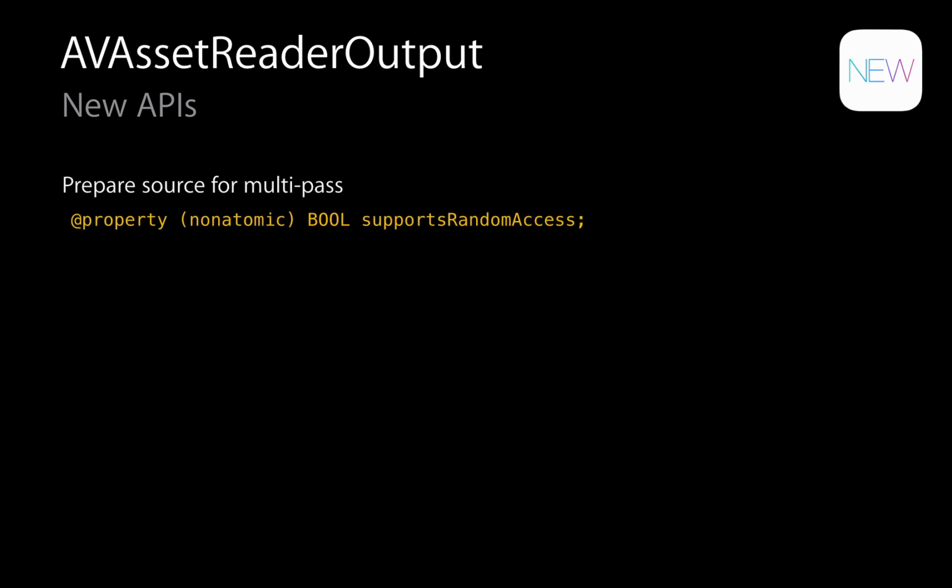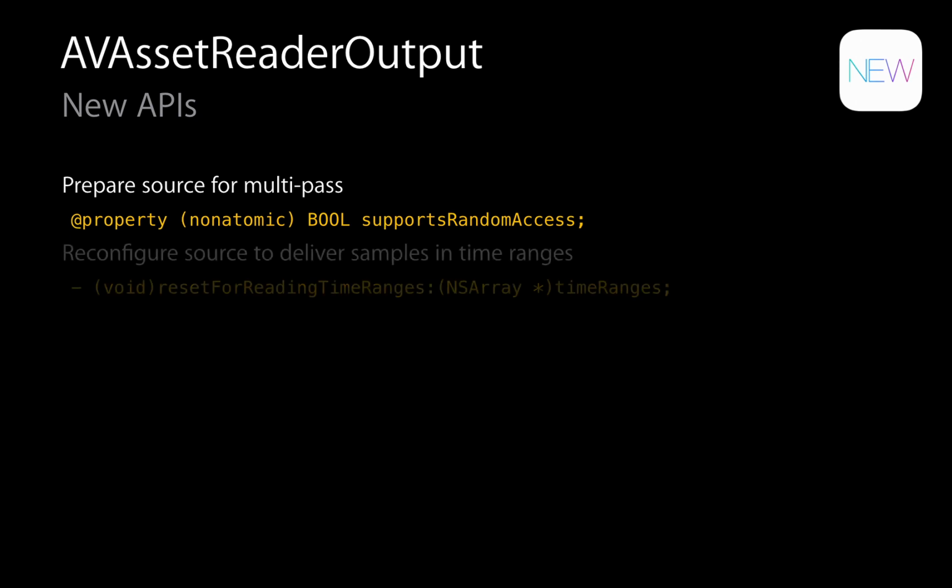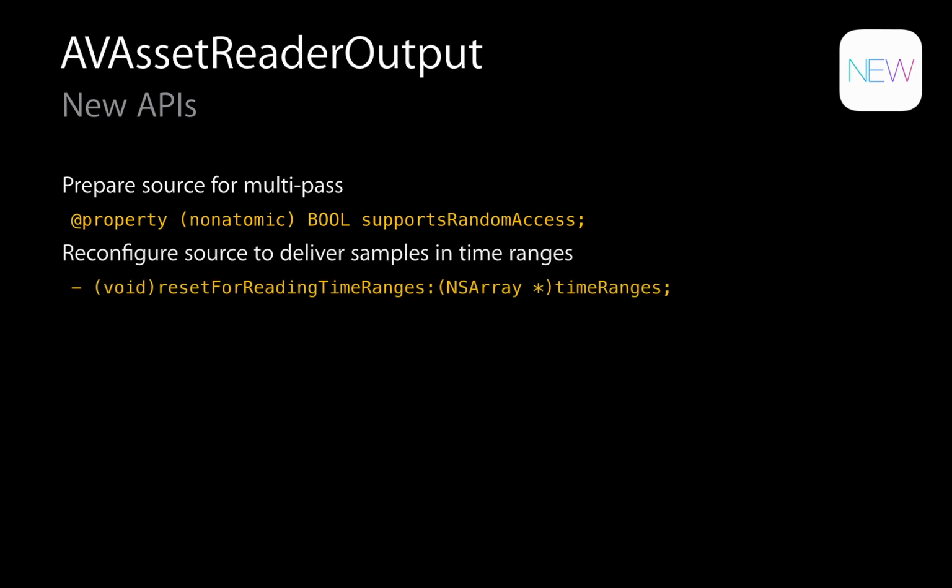All right, let's say you're going from a source media file. That was in our second example. So we have new APIs for AV Asset Reader output. You can prepare your source for multipass by saying supports random access equals yes. Then when the encoder wants new time ranges, you need to reconfigure your AV Asset Reader output to deliver those time ranges. So that's reset for reading time ranges with an NS array of time ranges. Finally, when all passes have completed, you call mark configuration as final. This allows the AV Asset Reader output to transition to its completed state so it can start tearing itself down.